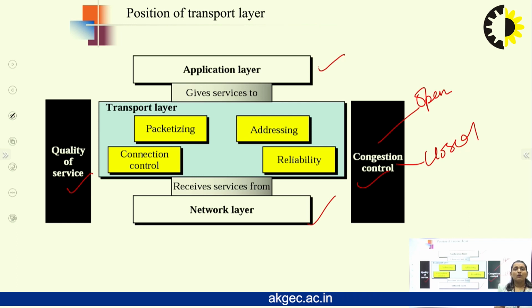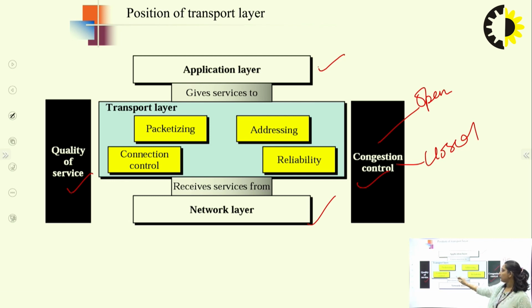Quality of service covers what type of quality we have for the data, whether it is reliable or unreliable. Those are the services we will provide here. Next is connection control.